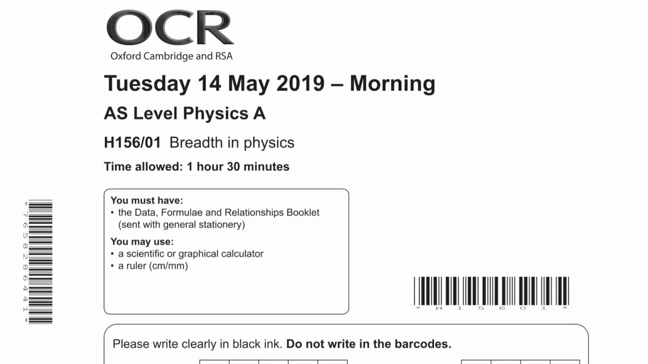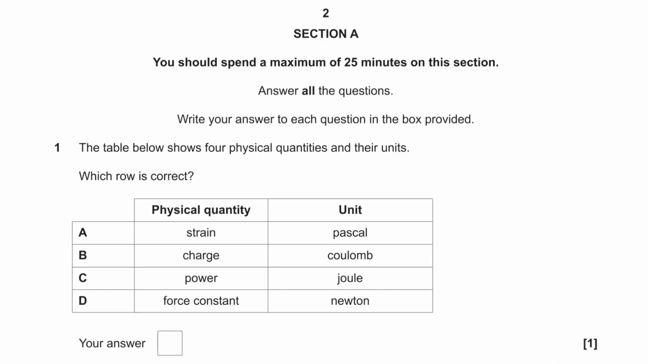Okay, welcome to OCR AS Level Physics 2019 Paper 1, Breadth in Physics. Unlike AQA, I can show this on the screen because OCR do allow that. They're a lot more chill than AQA. So multiple choice first. Number 1, which row is correct?